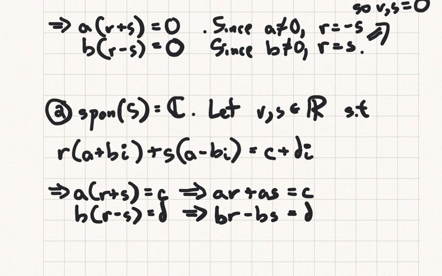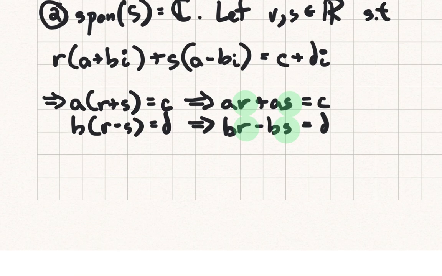Now, remember, r and s are our unknowns, so we're going to treat those as our variables. And if we think about this, we just translated this into solving a system of equations over the real numbers. We know exactly how to do this. So let's go ahead and put this into a matrix. We want to solve the system of equations that looks like a, b, minus b, and then a dashed line, c, d.